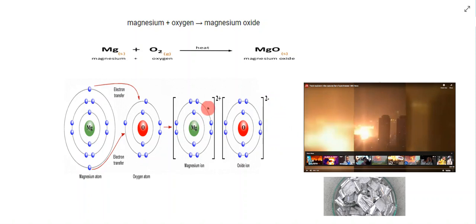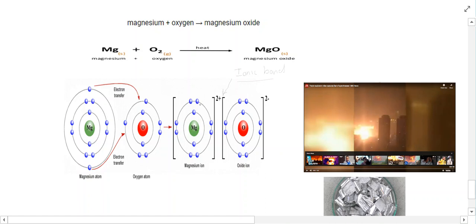And then what will happen is, this will become positive, this will become negative, and the 2 of these atoms then will join together. And if we remember, this kind of arrangement, where we have 2 charged particles joining together, is what's known as an ionic bond. So this is an ionic bond.